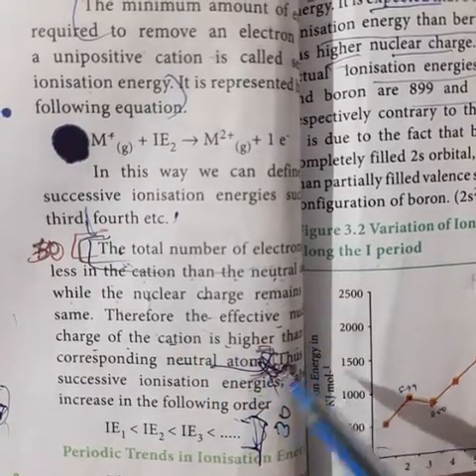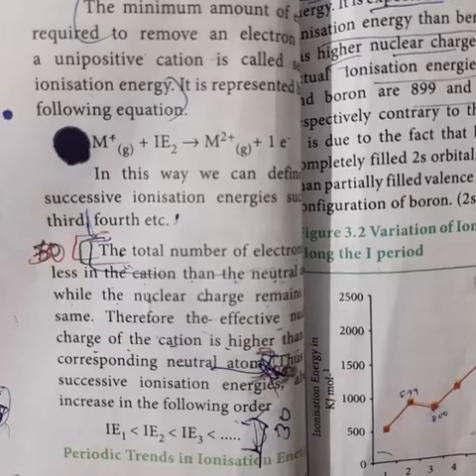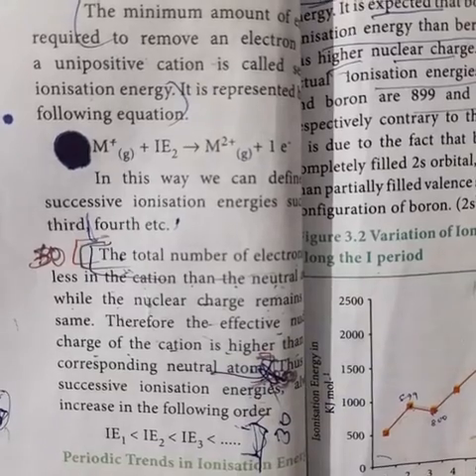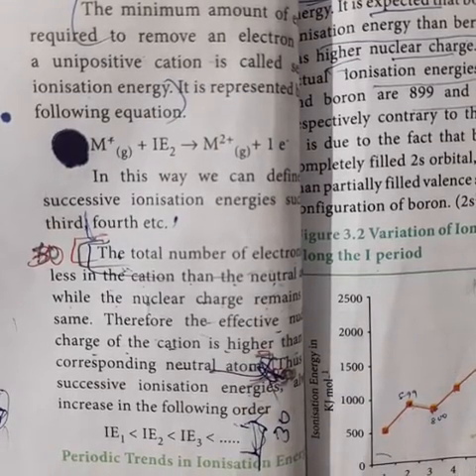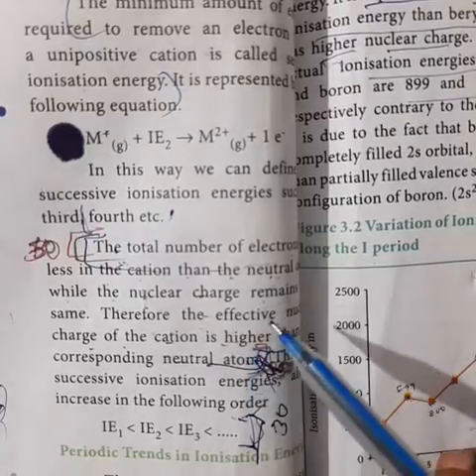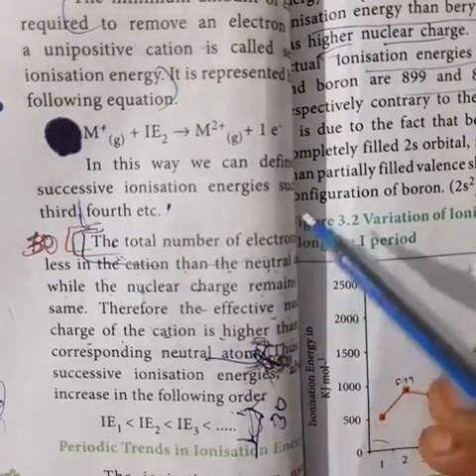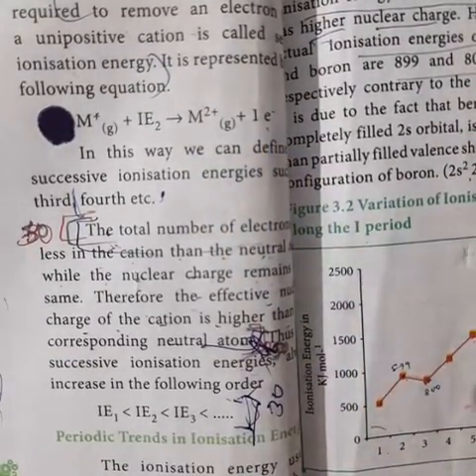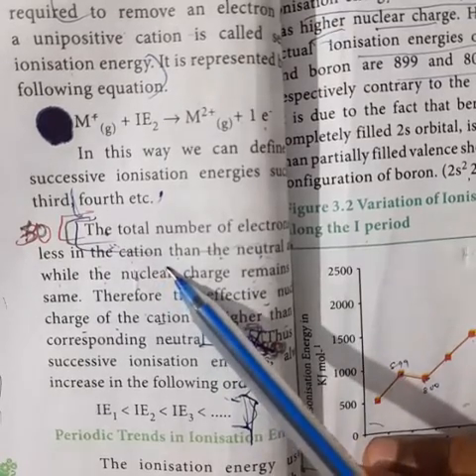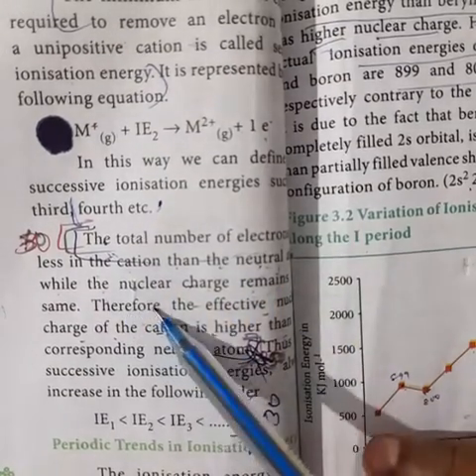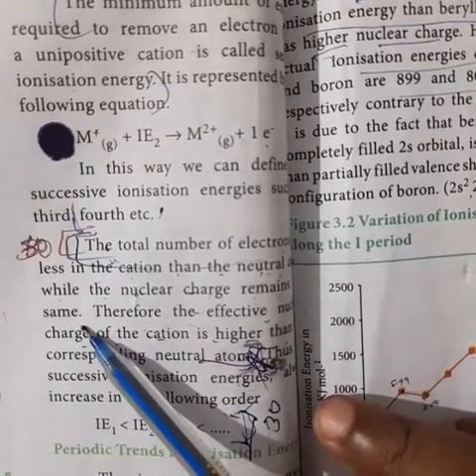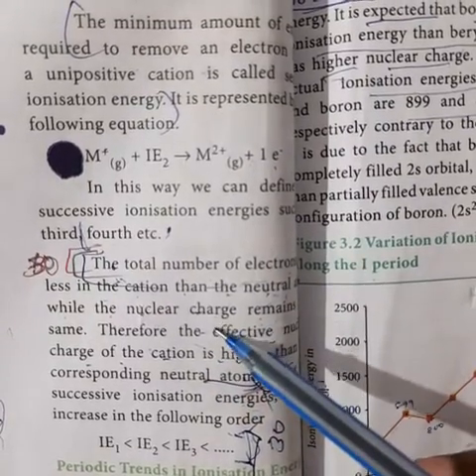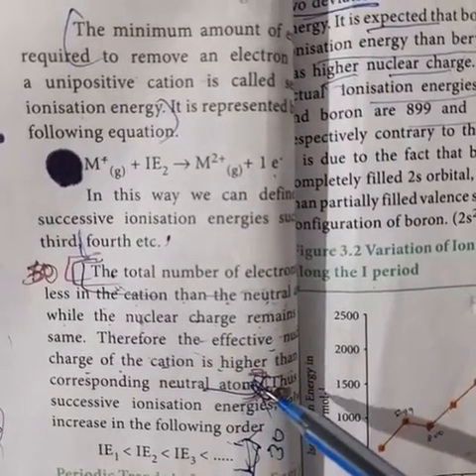That's why after removing one electron, a greater nuclear charge is there. Because of the greater nuclear charge, it pulls the outermost electron, so it cannot easily remove the electron from the outermost orbit again. So the total number of electrons is less in the cation than the neutral atom, while the nuclear charge remains the same. But the number of electrons is low, so the effective nuclear charge of the cation is higher than the corresponding neutral atom. Understood?